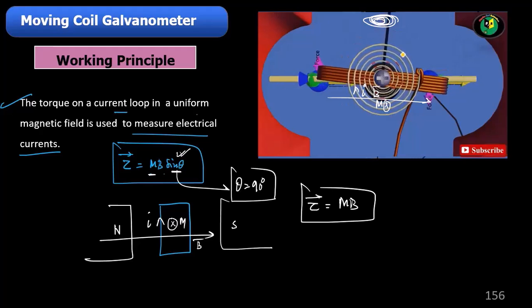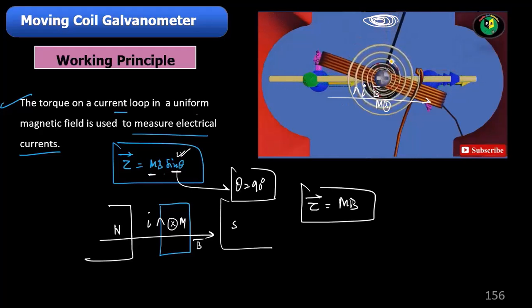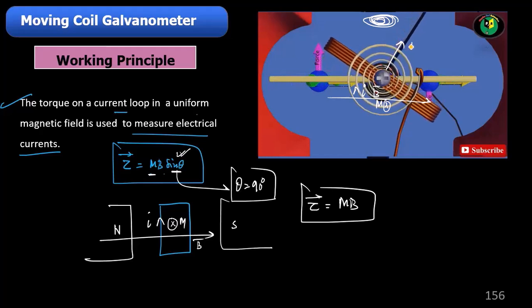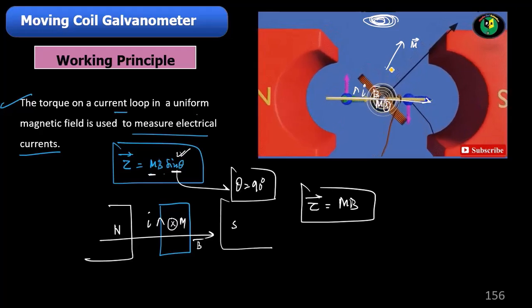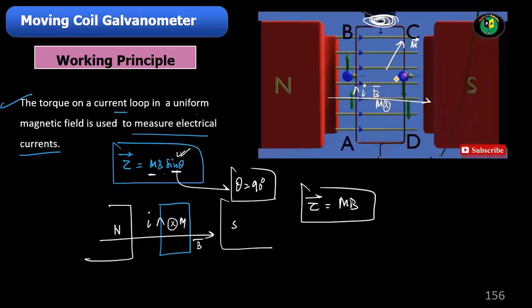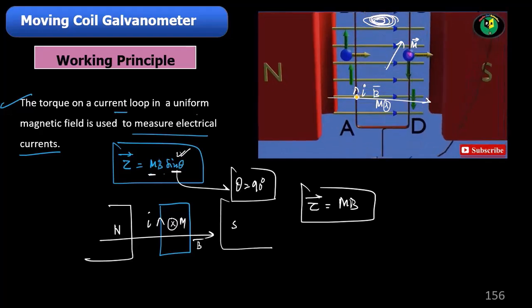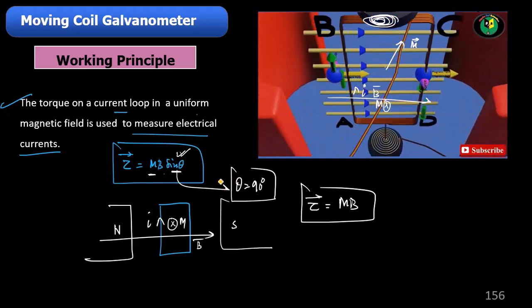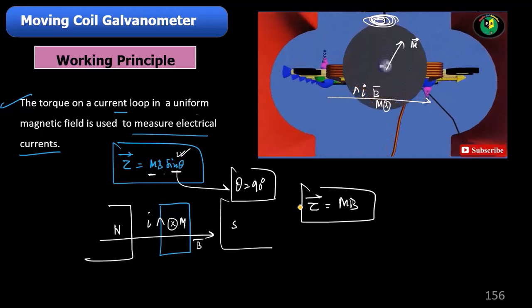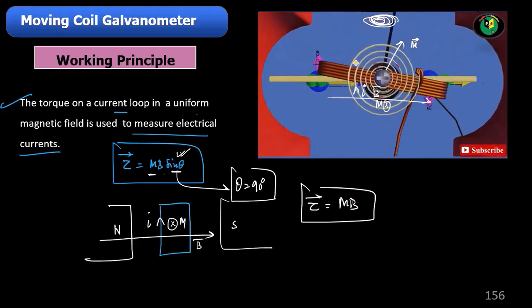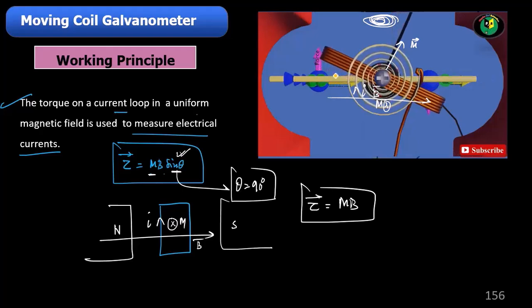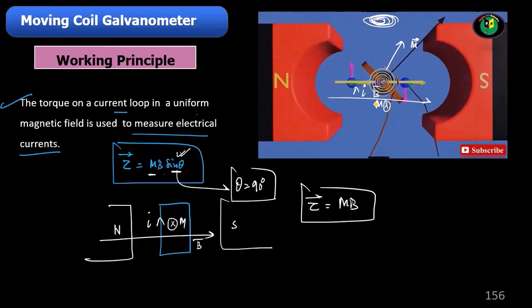Say this is the direction of the magnetic field. This is the direction of the magnetic moment. The magnetic moment should always be such that the magnetic field is perpendicular to the magnetic moment. That means theta should always be 90. Because of that, the torque experienced by this loop is NIAB. And because of the torque, the spring is also producing a restoring torque. Once I allow this current to flow, the loop is being rotated.